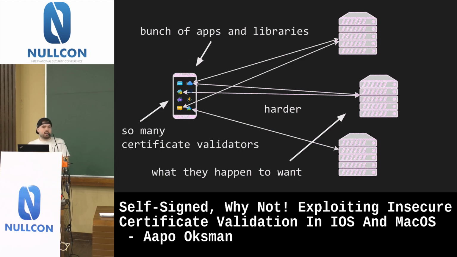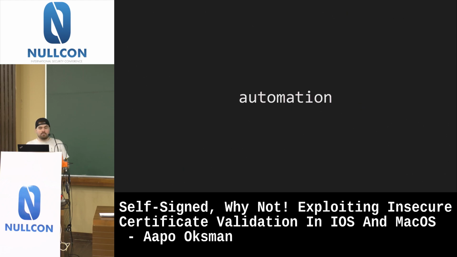We can't just generate certificates, intercept one connection, and do this. Or if we intercept all the connections, there is the problem that it just doesn't work anymore. So how do we actually do this? For this, we need some automation.